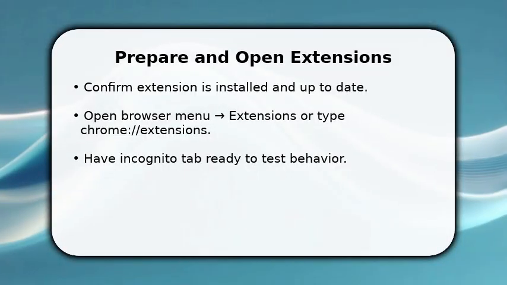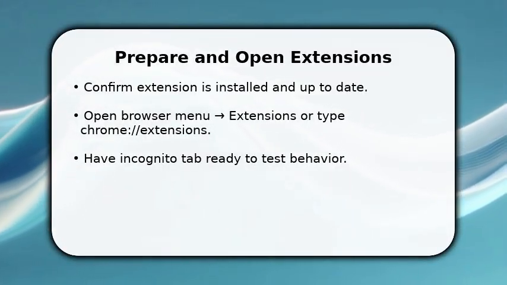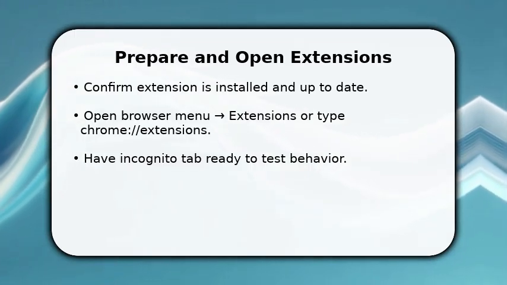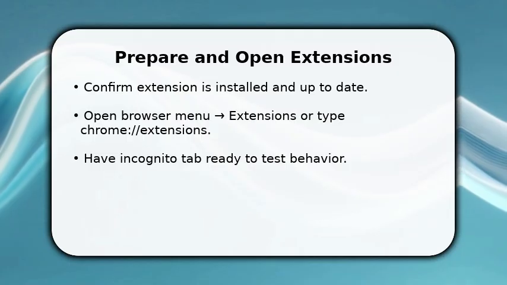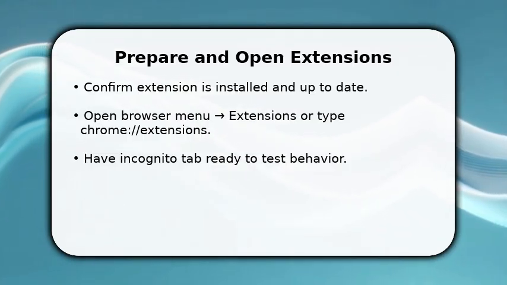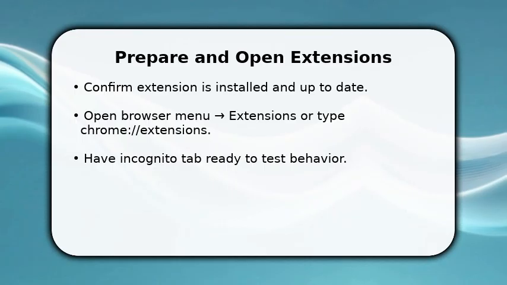You begin by confirming the extension is installed and updated. This avoids version-related problems. Once done, open the browser's extensions page from the menu or enter chrome://extensions in the address bar to get direct access. Make sure you also open an Incognito window so you can immediately test behavior after enabling.